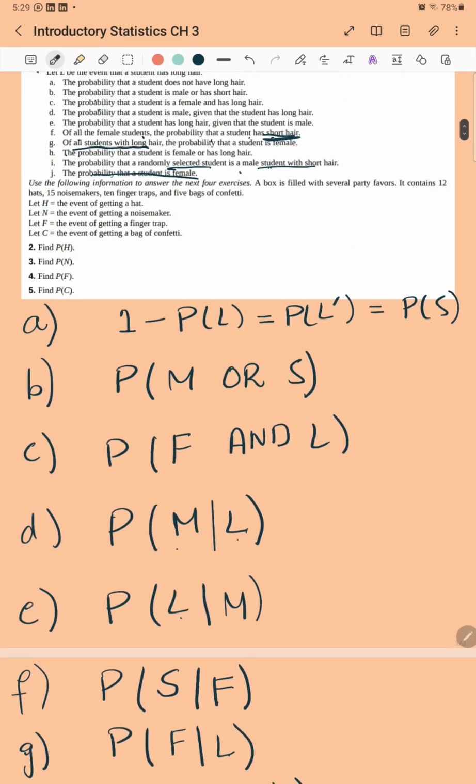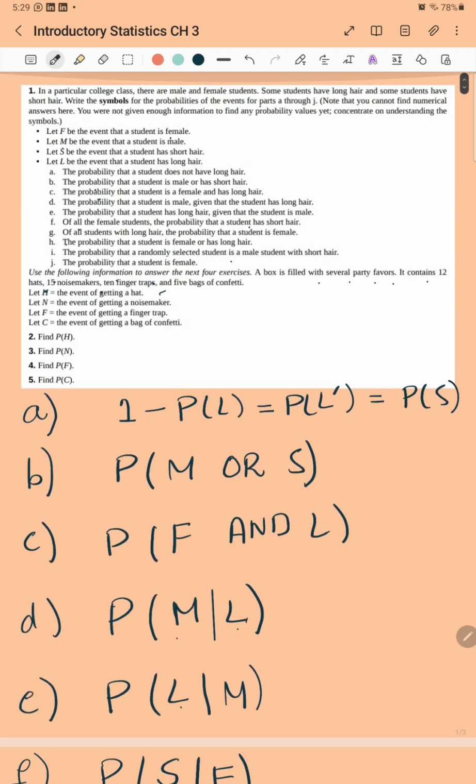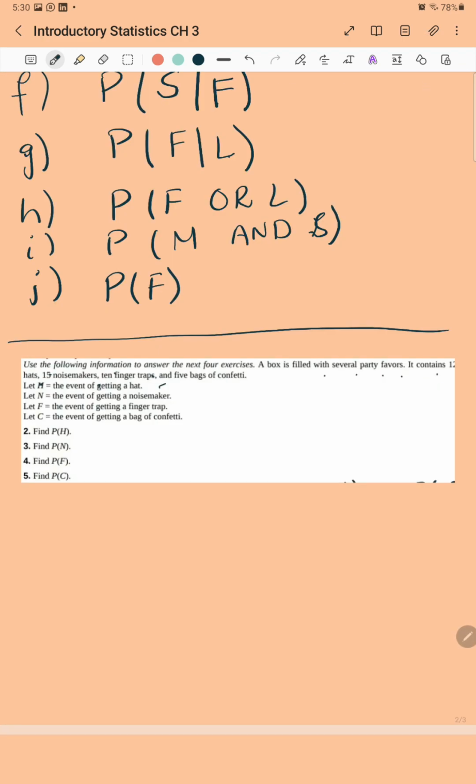Okay, so the next part is, this was a part in which there were no numerical answers. Okay. Use the following information to answer the next 4 exercises. A box is filled with several party favors. It contains 12 hats, 15 noise makers, 10 finger traps. Okay, this is the question that you may have understood, right? I'm just taking a pause.